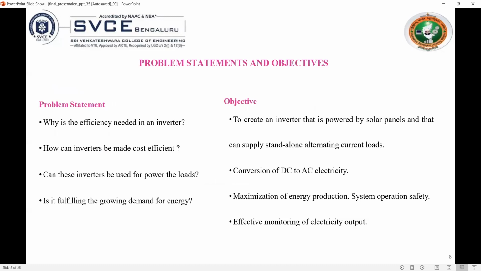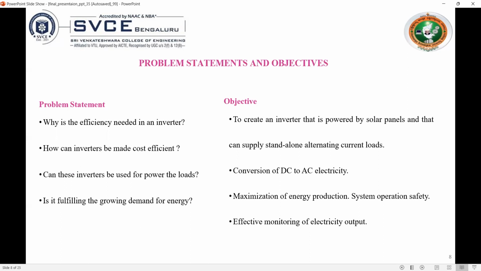Problem statement and objectives. Here is the problem statement, and we come up with the objectives, I mean their solutions, as our objectives. Going through our first problem: why is efficiency needed in an inverter? How can the inverter be made cost efficient? Can this inverter be used to power the load? Is it fulfilling the growing demand for energy?